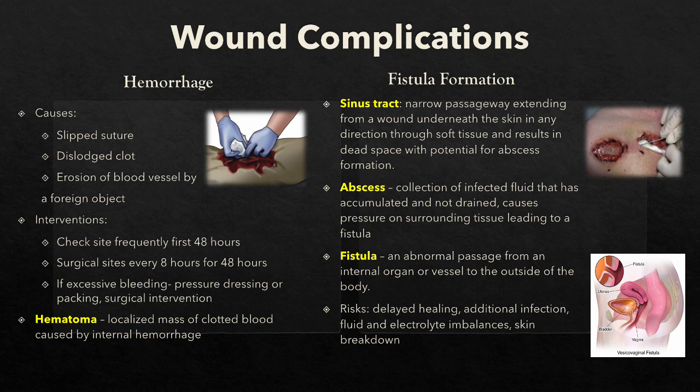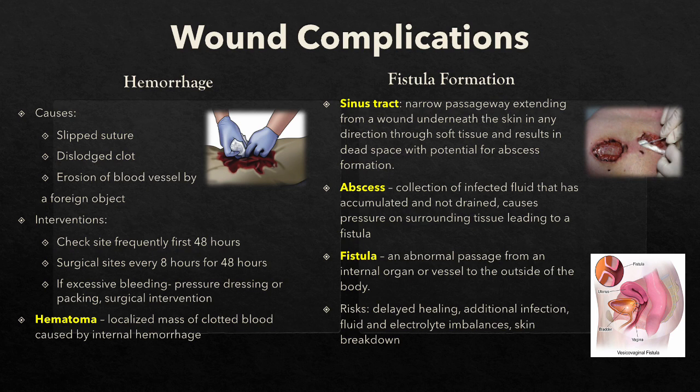Other complications of wounds include hemorrhages. These can be caused by slipped sutures, dislodged clots, or erosion of blood vessels by a foreign object. Interventions include checking the site frequently for the first 48 hours. In case of surgical sites, every 8 hours for the first 48 hours. If excessive bleeding occurs, pressure dressings or packing or even surgical interventions need to be taken. A hematoma is a localized mass of clotted blood caused by internal hemorrhage.